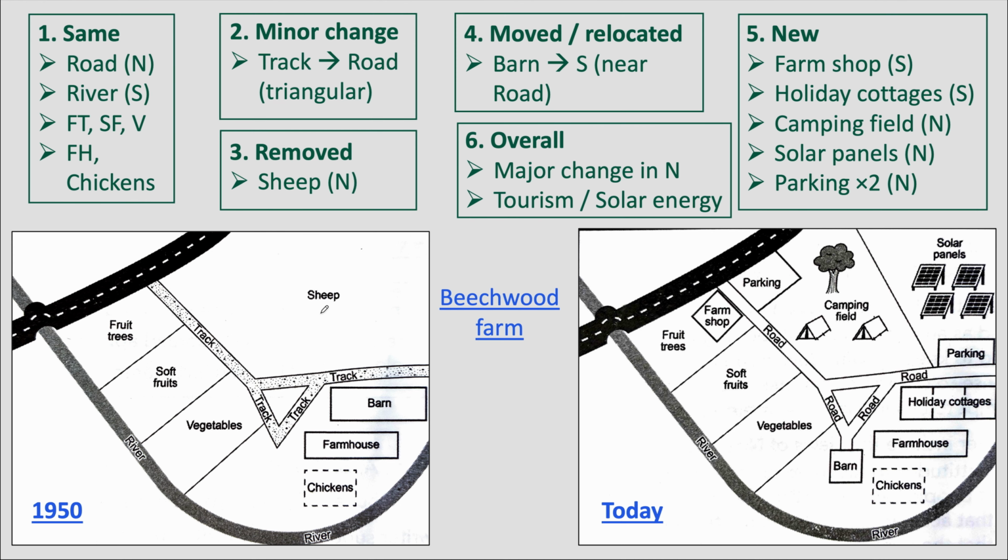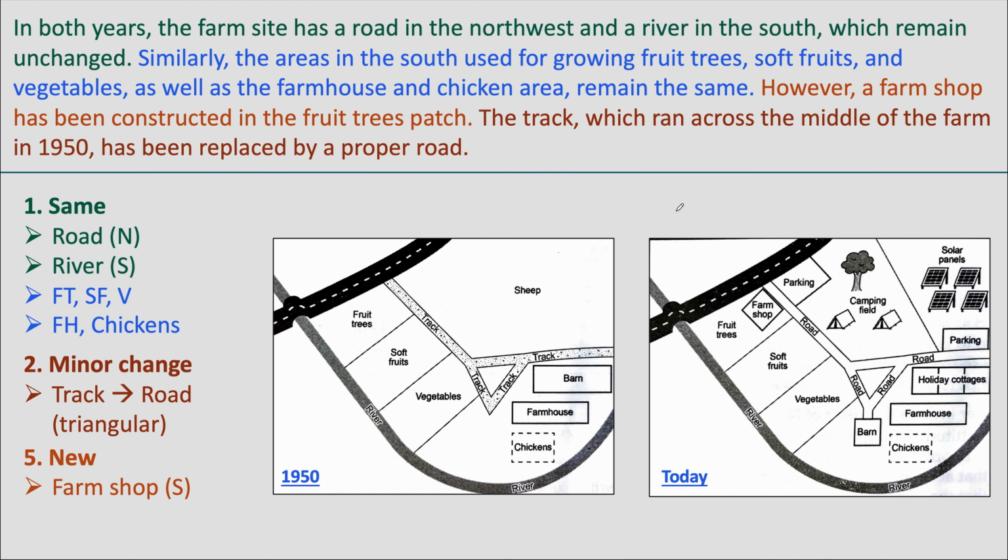After the overview, we move on to the body paragraphs where we compare the maps in detail. This is the plan we are following. We have already written the overview, so now we divide the remaining points in two body paragraphs. In the first body paragraph, we start with what is the same in both maps. That includes the road and the river.